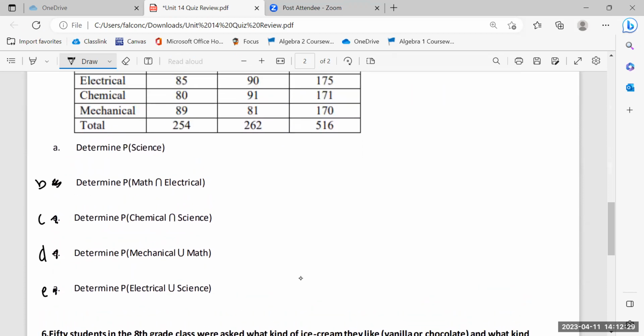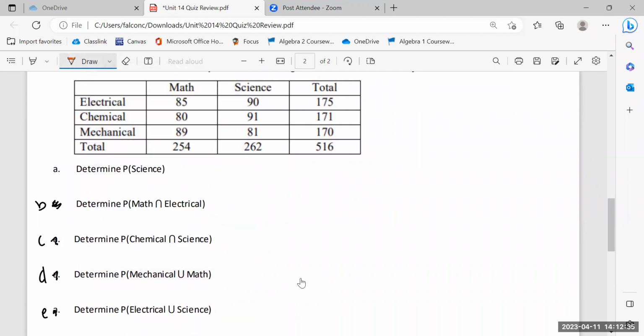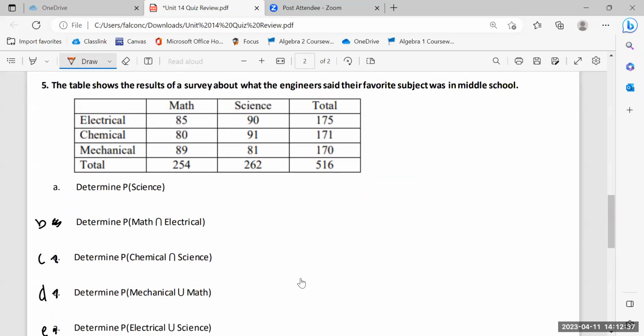Okay, so the first one asks, part A, probability of science. So we just want in total how many people like science. So the total amount of science, I'm looking at my science column, would be 262. So it'd be 262 over the total amount of people in the survey, so the 516. And if we divide that, we would get 0.51.